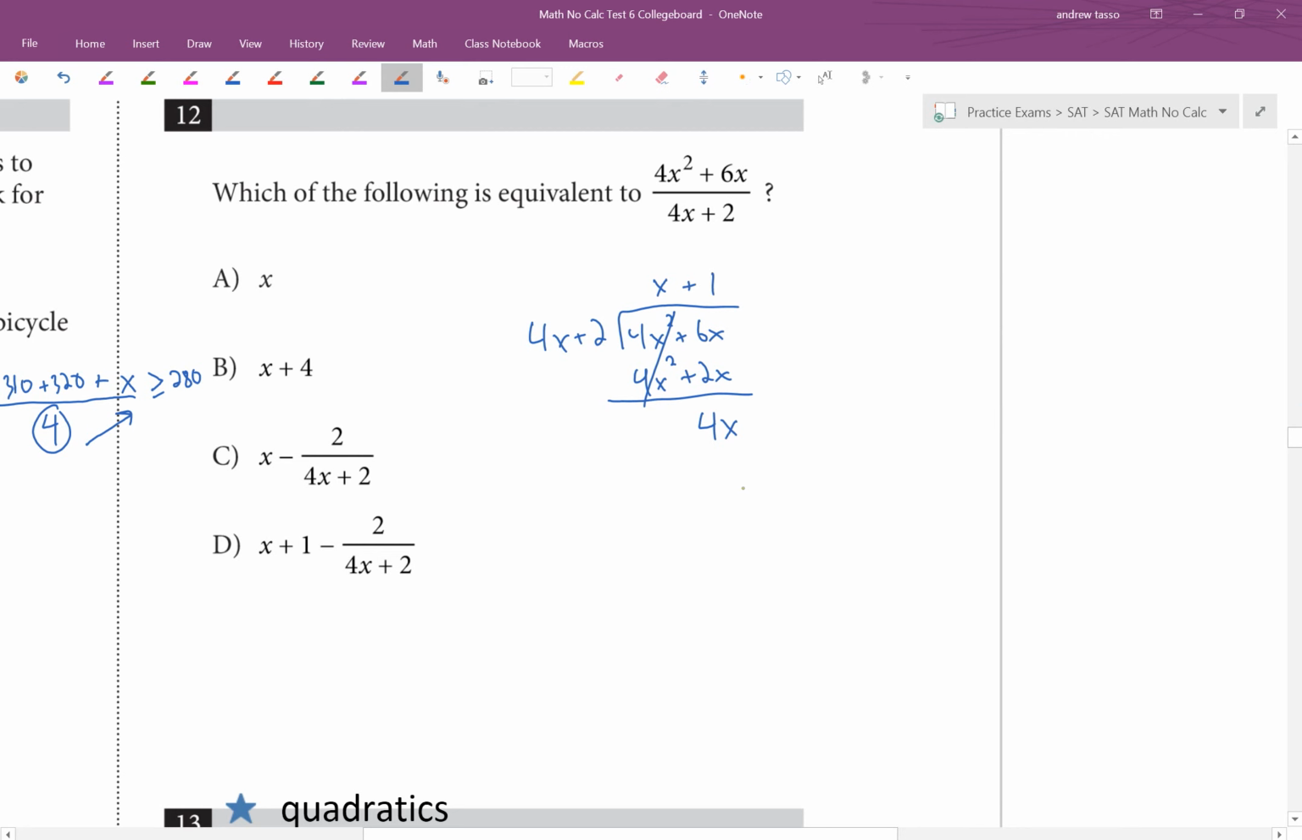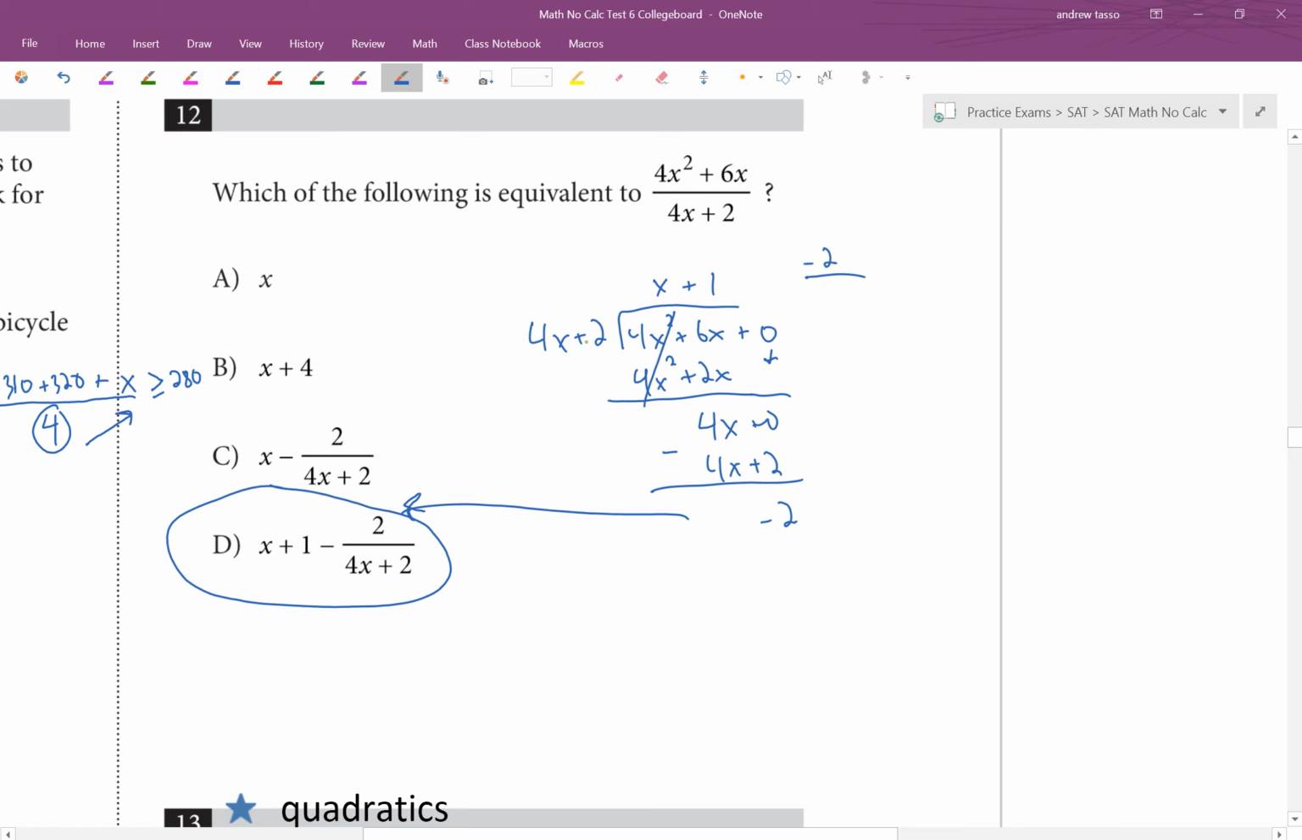And so we've already kind of seen now that this is going to end up being the answer, but just in case we didn't know that, we could sort of put a plus 0 here, and then we could say, okay, 1 times 4x plus 2, so that goes here. And then when we subtract, we get negative 2, and you could see that's actually coming in as the remainder, right? Because we have nothing more to do here. So we say that the remainder then is negative 2 divided by the divisor, which is 4x plus 2.